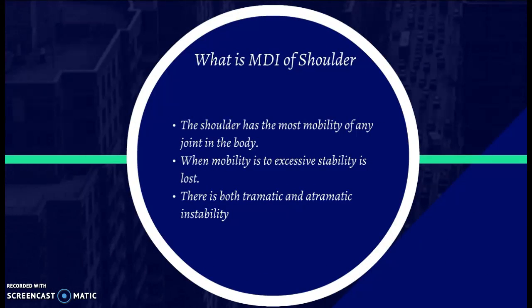What is multidirectional instability of the shoulder? The shoulder is the most mobile joint in the body. When mobility is too excessive, stability is lost. Without a combination of both mobility and stability, injury occurs. There is both traumatic and atraumatic instability. Traumatic usually surrounds one event that causes a dislocation or subluxation. And atraumatic is usually chronic in nature.